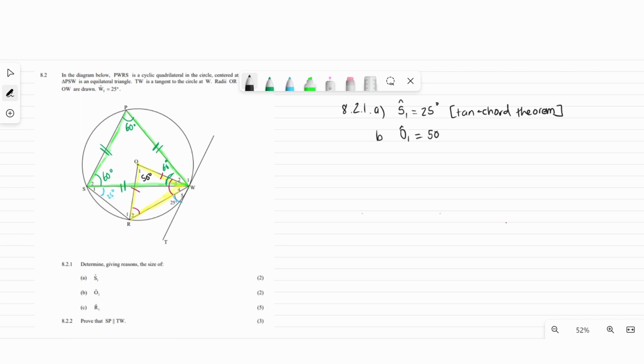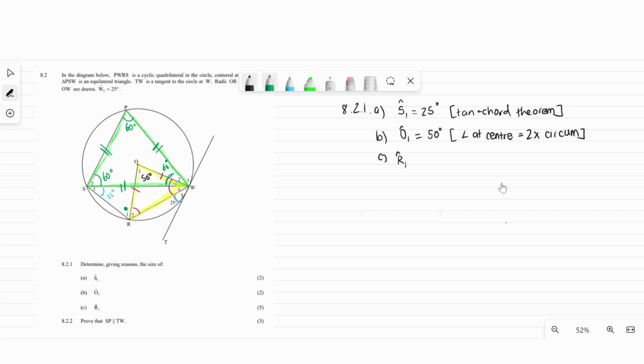So this is going to be 50 degrees, and the reason is angle at center equals 2 times angle at circumference, right? Then part C says we need to find R1. So to find R1, we need to see where R1 is. Let me do it in green. R1 is here. Do you see? R1 is here. What do we know?